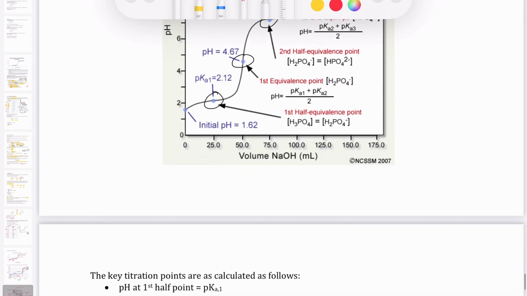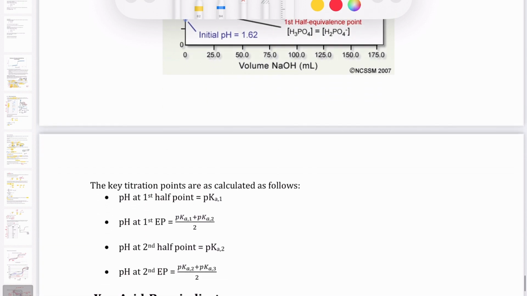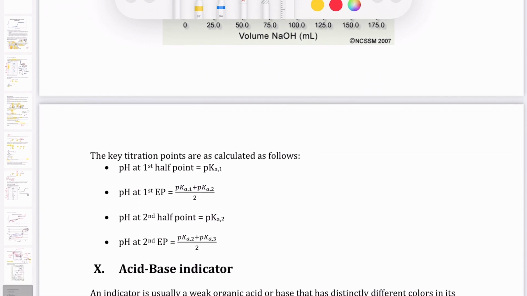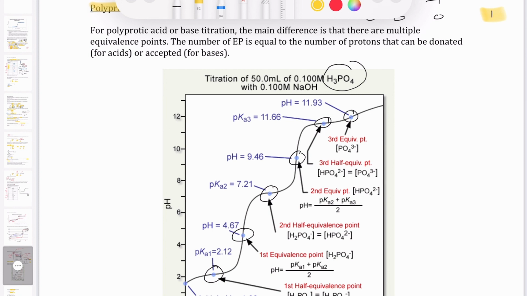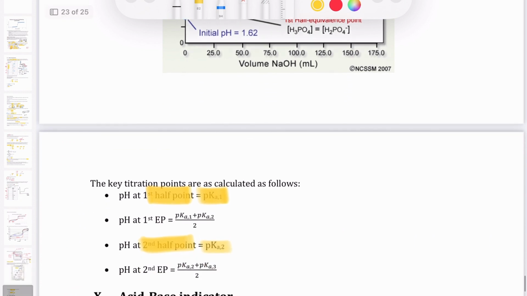The key here is to know how to calculate the different pHs. The steps are pretty much the same. So at the half point, whether it's the first, second, or third, the pH is always just going to be equal to pKa. So if you have 3 different dissociable protons, then at the first half point, pH is going to equal pKa1. Second half point is going to equal pKa2. And then for the third half point, the pH is going to equal pKa3. Okay.